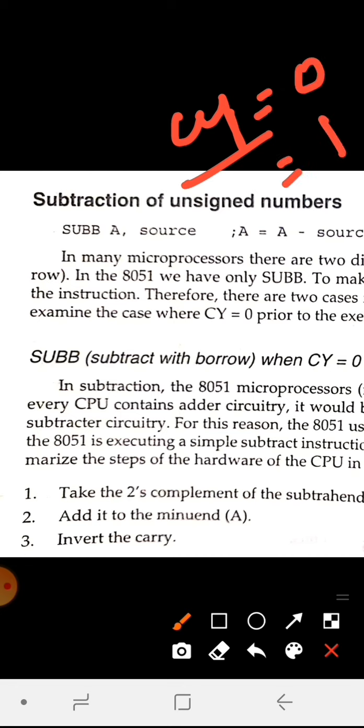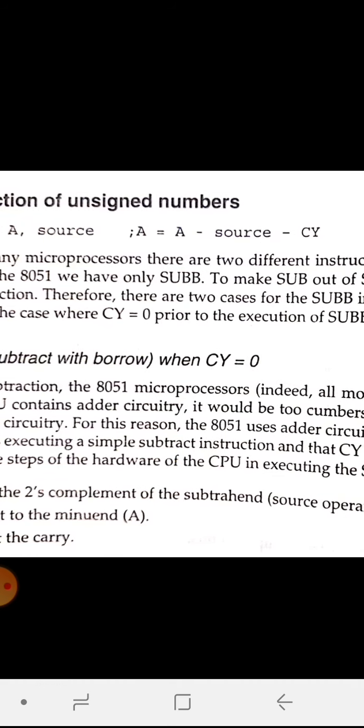The 8051 has a circuitry for addition. But if we had a circuitry for subtraction also in the same 8051, it would be very complex. So we don't have any separate circuitry for subtraction. The existing addition circuitry can be used for subtraction. So let's discuss the first case, SUBB, subtract with borrow, when CY is equal to 0.